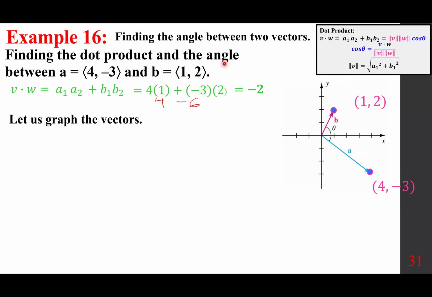Now we want to find the angle between them. So cosine theta is v dot w over the magnitude of v times the magnitude of w. We already have v dot w. The magnitude of v is the square root of 4 squared plus parenthesis negative 3 quantity squared. And this one is the square root of 1 squared plus 2 squared.